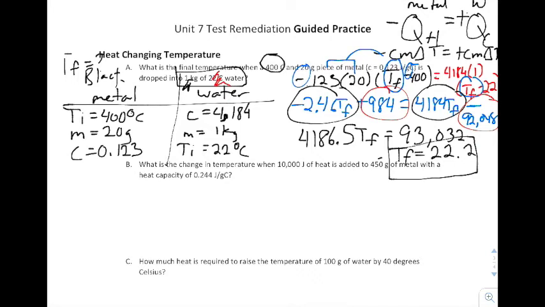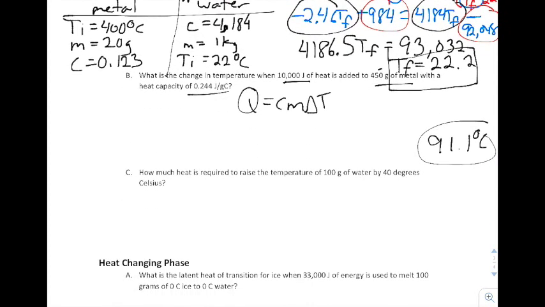In this next case, you don't have anything near as difficult. Instead, what you have is just a Q equals Cm delta T calculation. So you don't have to set the heats equal with a negative Cm because you're not mixing things. Instead, you're just adding heat to something and you want to figure out what the change in temperature is going to be. You should be able to figure out that the change in temperature is about 91.1 degrees Celsius. Okay, and then finally, in C, you should be able to figure out that it's 16,736 joules.